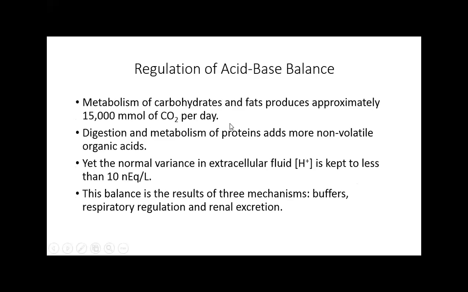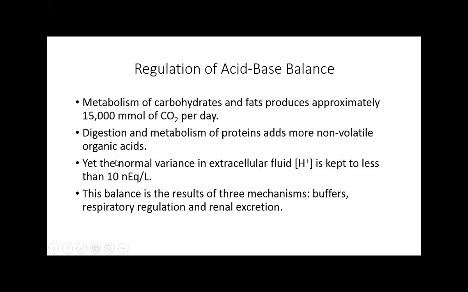In terms of production of acids, metabolically, we produce a lot of acid. And we also produce a lot of CO2, which again is going to, in equilibrium with carbonic acid, be acidic as well. So 15,000 millimoles or 15 moles of CO2 per day. And that doesn't, again, include any of the metabolic byproducts that are acidic that are produced.